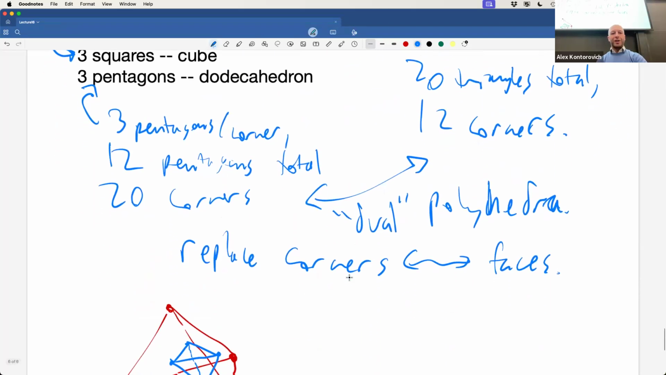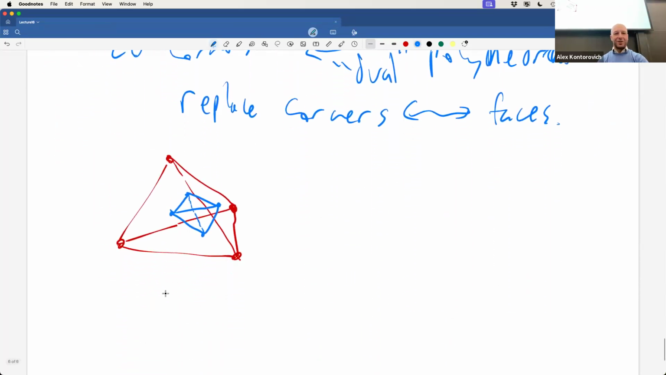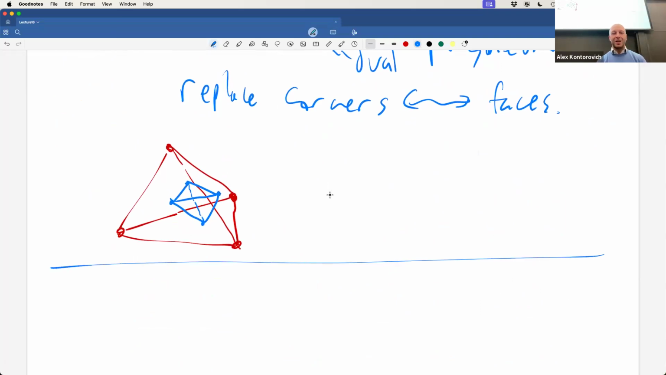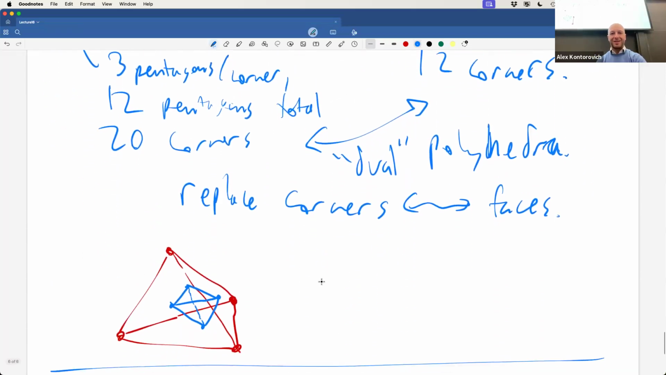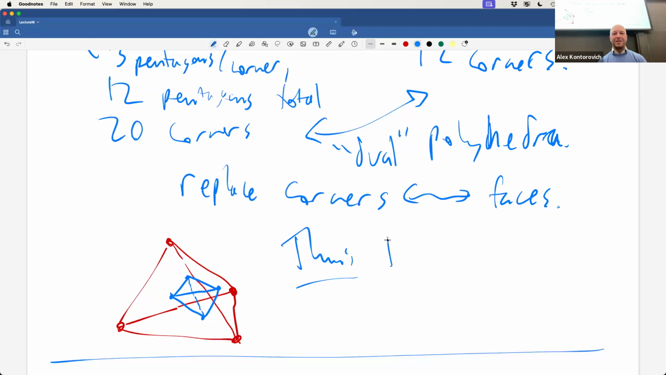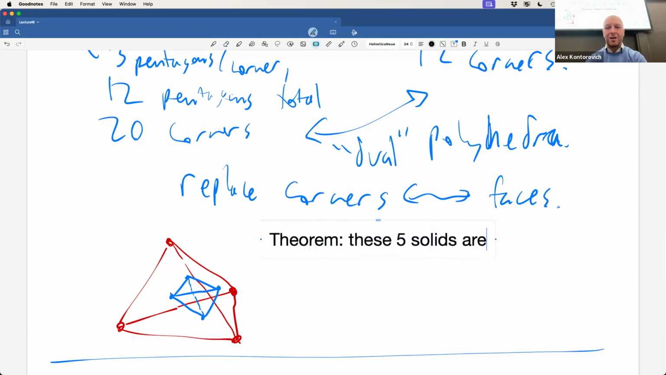Okay, why are these called Platonic solids? Let's go back for a second. So what's the theorem? We just classified these 5 solids. Let's write this in English. Theorem: these 5 solids are the only regular solids. And they're called the Platonic solids after Plato.